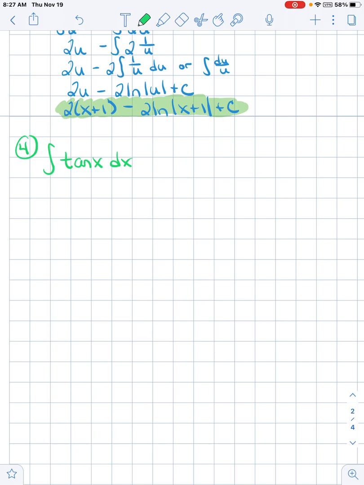Okay, now let's take a look at this. So if we have tangent x, we don't know the antiderivative of tangent. We know the antiderivative of secant squared is tangent, but we haven't looked at the antiderivative of tangent. So if we rewrite tangent as sine x over cosine x, now we've got this in terms of a fraction.